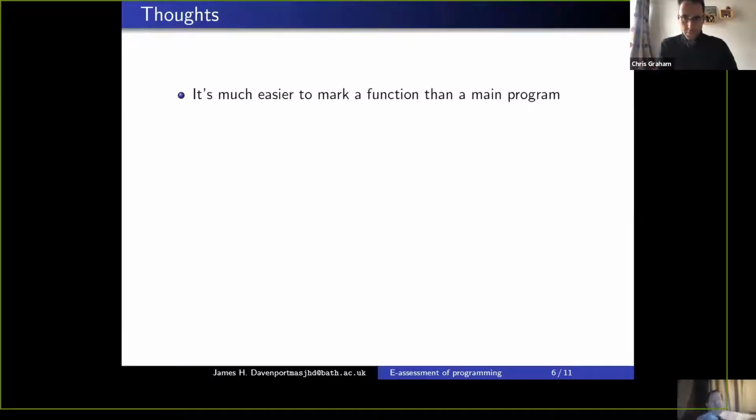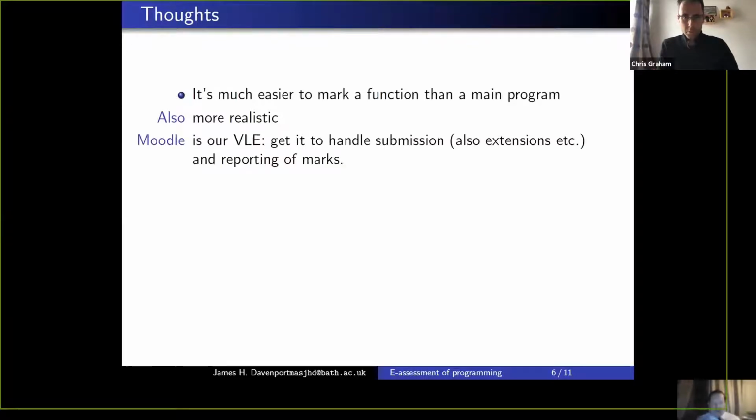My thoughts were this: it's much easier to mark a function than a main program. You can write all sorts of tests to call the function. It's actually also much more realistic. I mean, most of us spend most of our time writing functions. We don't actually write that many main programs.